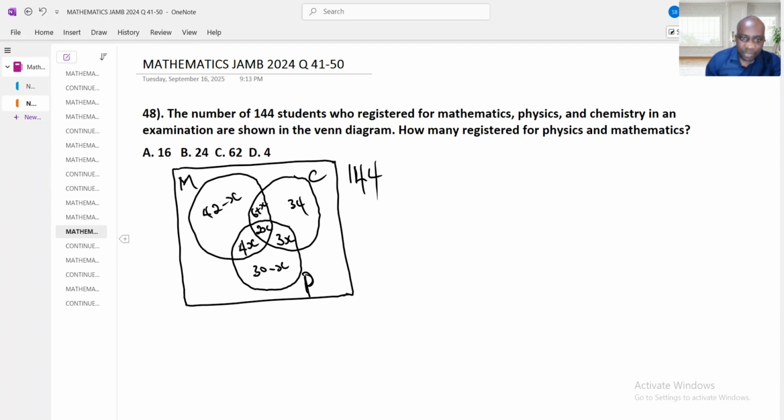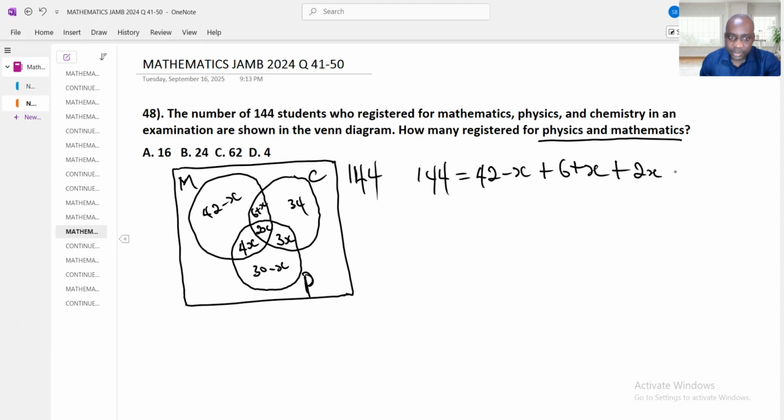And mathematics. Therefore, this 4x represents the students that registered for those 2 subjects only, while these 2x registered for the 3 subjects, mathematics, chemistry, and physics. But the question is asking us for physics and mathematics, which is 4x. Now we are going to look for this 4x. By the time you add everything together, it must be equal to 144 students in that school. Therefore, let's add everything up. 144, let me first write this one: 42 minus x plus 6 plus x plus 2x plus 4x plus 3x.